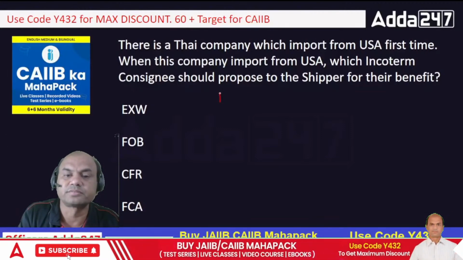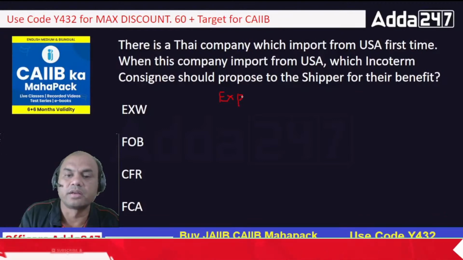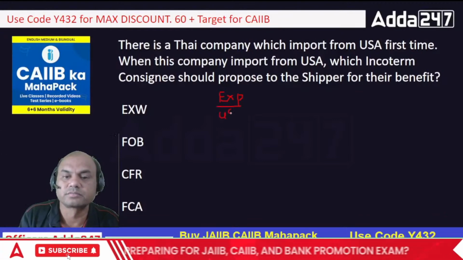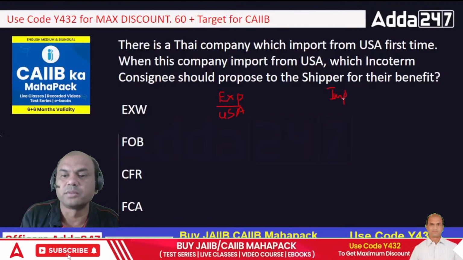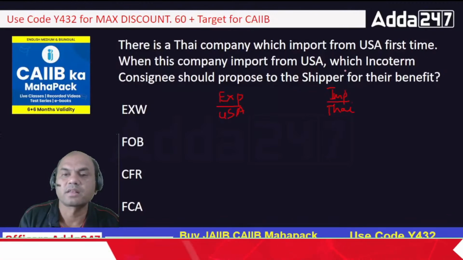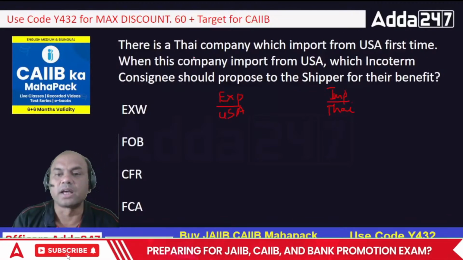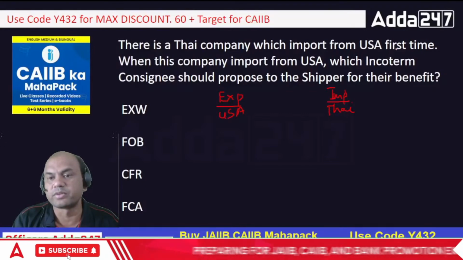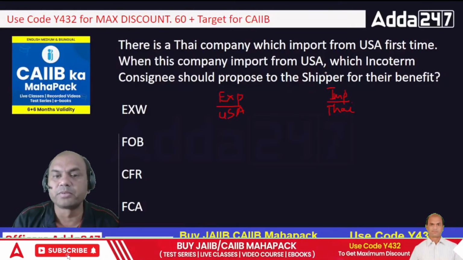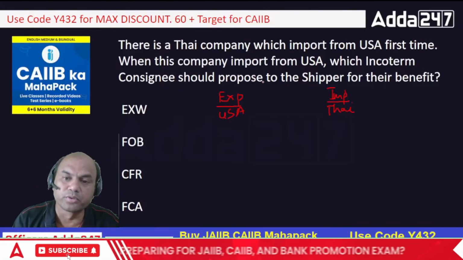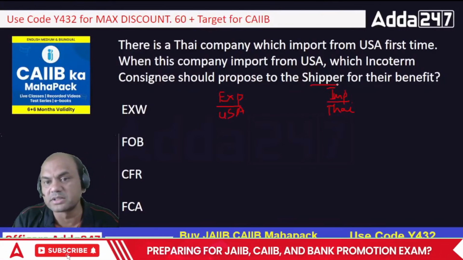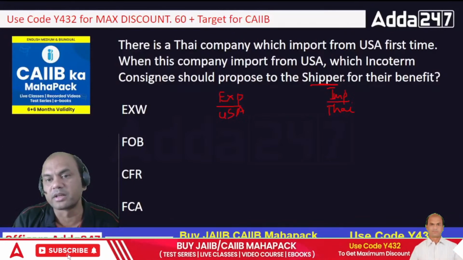Exporter is USA. Okay, and importer is Thailand. Okay, Thai. So a Thai company which imports from USA for the first time. When the company imports from USA, which Incoterm should the consignee propose to the shipper? Shipper means the seller. Exporter, shipper means exporter.